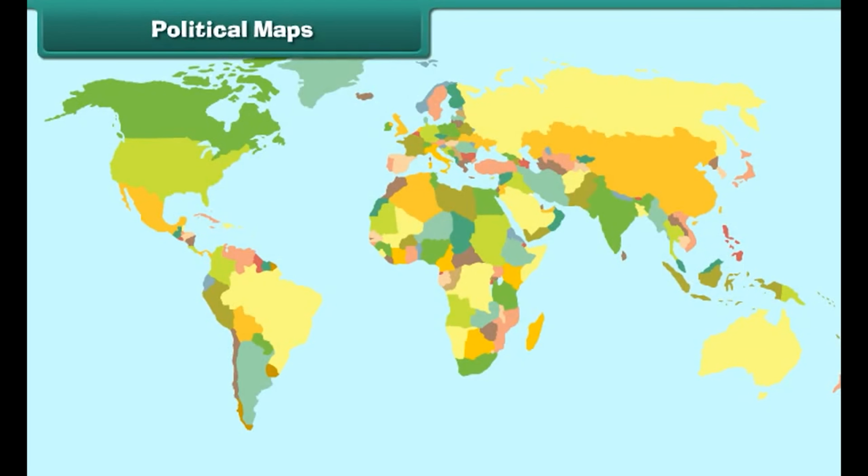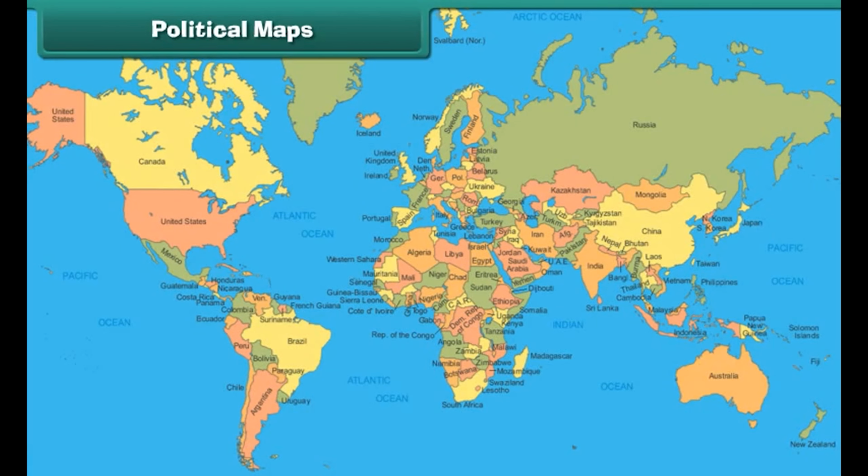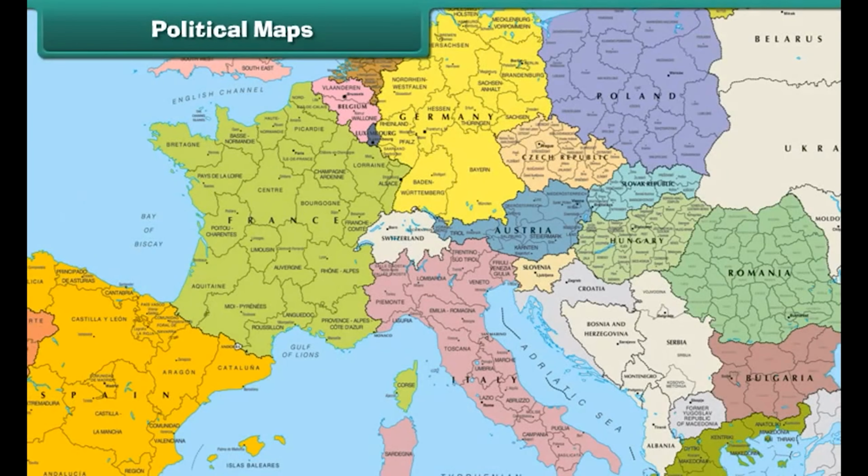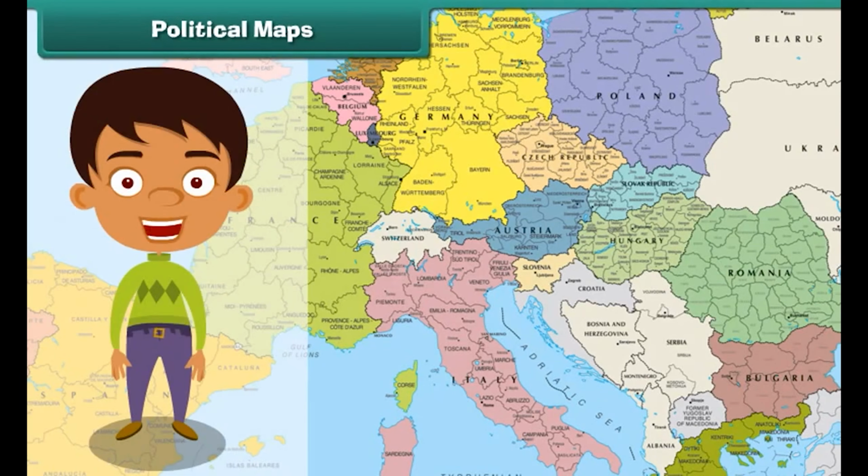Political maps. A political map is a map that shows lines defining countries, states, and territories. Its purpose is to show the political borders. For example, the world political map shows all the countries of the world with their capitals. Similarly, the political map of Europe depicts all the political boundaries and also the names and capitals of all the countries in Europe. Thus, political maps help us in understanding the world better.